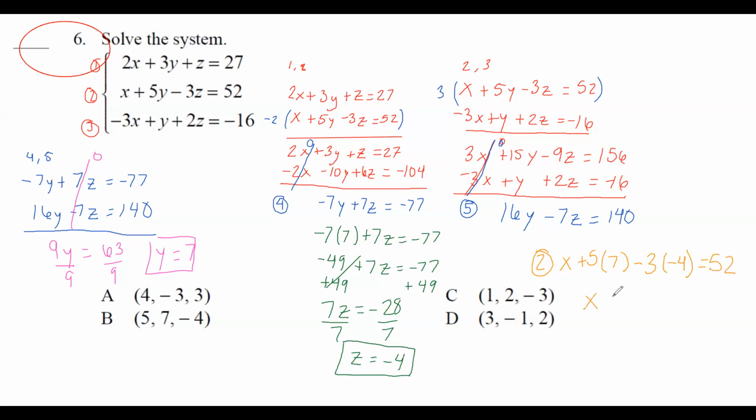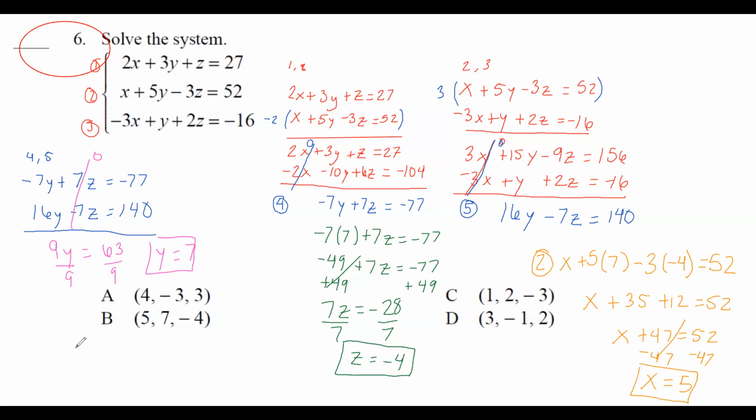So we have x plus 5 times 7 is 35. Negative 3 times negative 4, positive 12 equals 52. 35 plus 12 is 47. There you go. It's a one-step equation. Subtract 47 on both sides. We're left with x equals 5. And that's where we get all of our solutions.